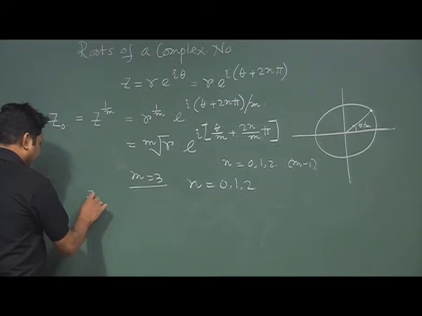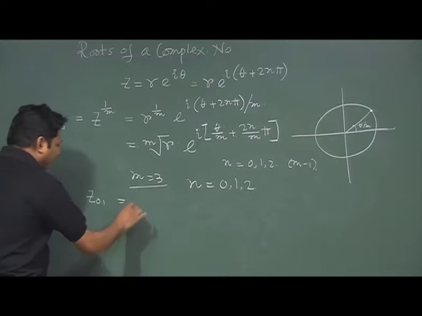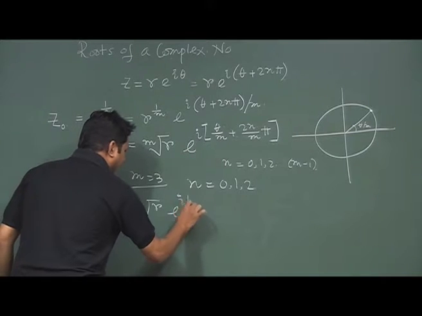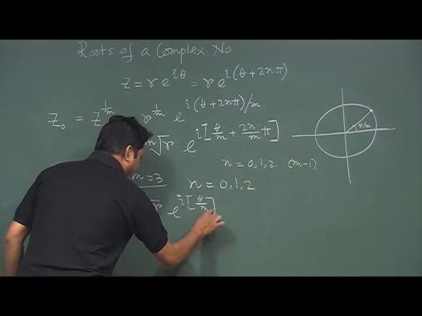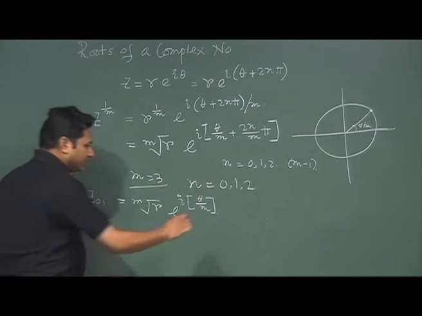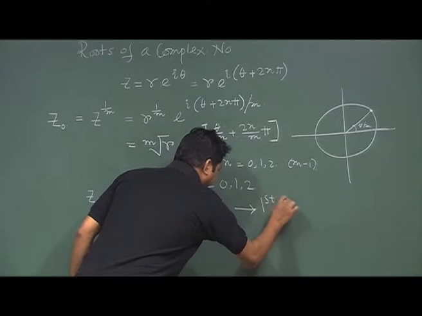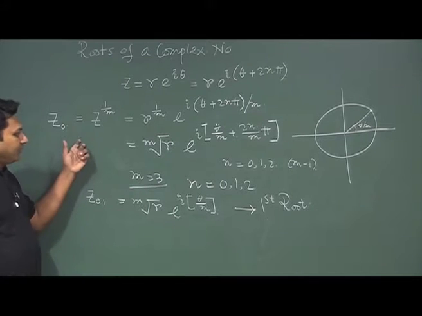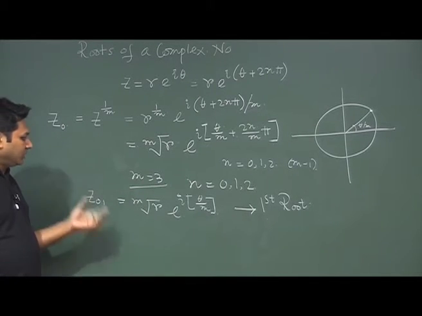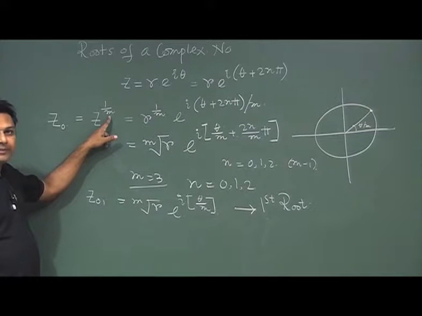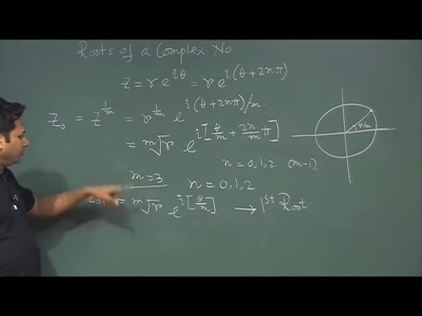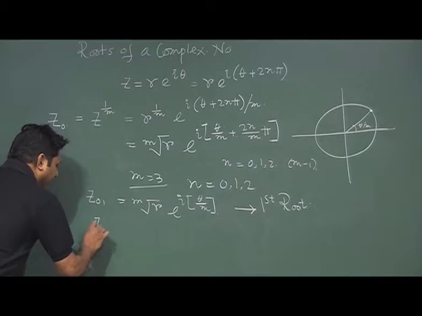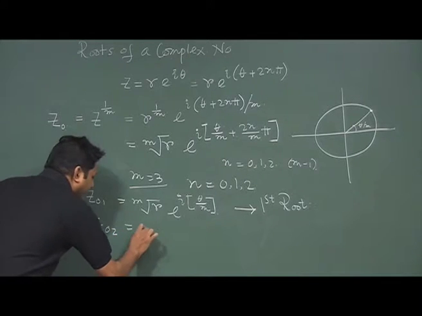For example, z0 1, I will have how much? The mth root of r, e to the power i theta by m, that will be my first value, and essentially this is my first root, because in the real case I find that if x square is equal to 4, I should have 2 roots. Here, if I have to the power 1 by m, that means I should have m number of roots. As an example, I put m equal to 3, so that is why I should have 3 roots. So, that is the thing I try to figure out, how these 3 roots are emerging.